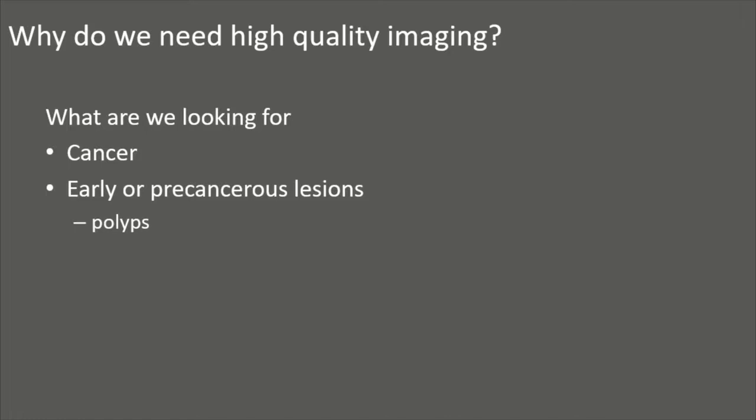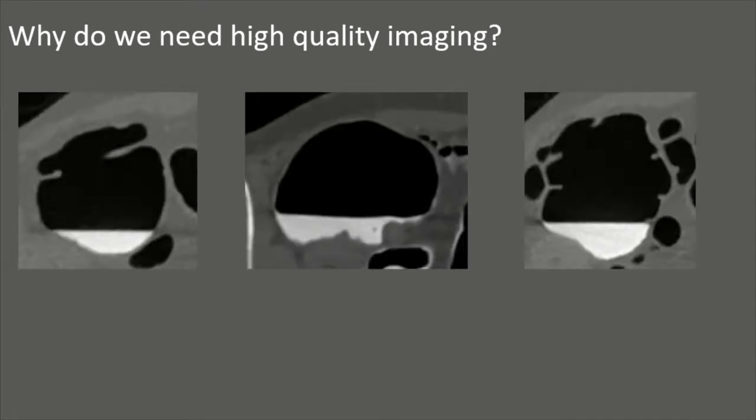So not only are we looking for cancer, the great thing about CTC is that we can also identify early or potentially precancerous lesions, and these come in the form of polyps. But the problem is these early or precancerous lesions are often very subtle. They're often flat, sessile, and often on the right side of the colon. So three different cases with three very subtle areas of pathology.